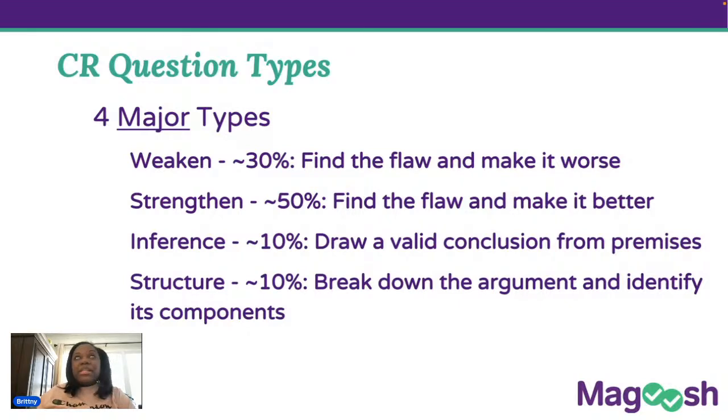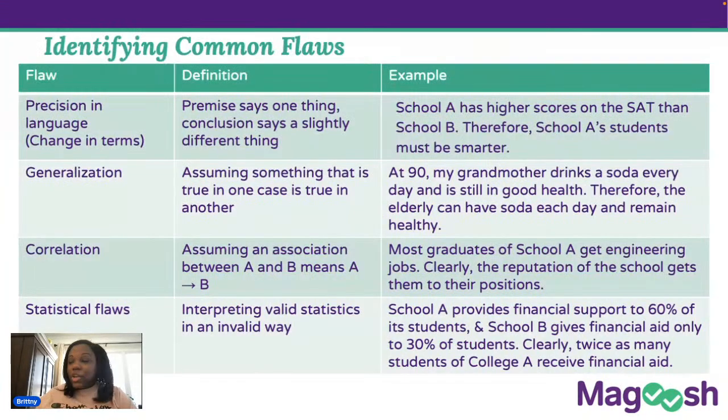Okay. What this means is, if you think about it, you have a premise and you have your conclusion, and you identify the flaw. Let's go back to this example right here. My grandmother's 90, she drinks soda and is in good health. Therefore, the elderly can have a soda each day and remain healthy. So we identified a flaw here, right? It's a generalization flaw. We've assumed that just because grandma drinks soda, everyone can drink soda and remain healthy.